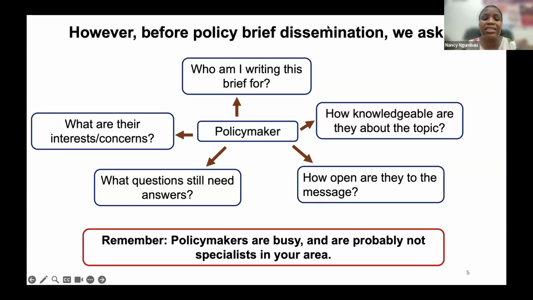And I think the key point that we keep insisting is that, one, policymakers are busy, and two, they are probably not specialists in our area. And I keep saying, imagine the president of Kenya. The president of Kenya is not a research scientist, is not in implementation science, is not maybe in your field, and you want to communicate to him. So you need to understand how knowledgeable he is, how open he is to the message. Is this a question he has? And what are his interests and concerns?